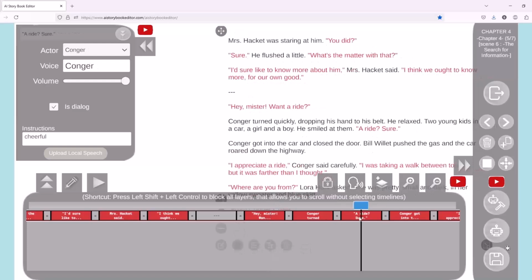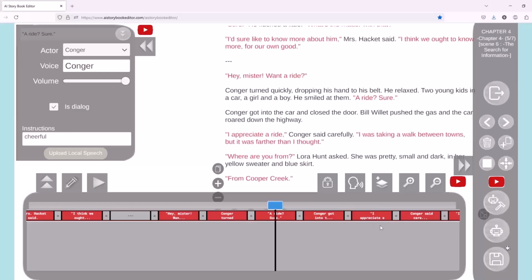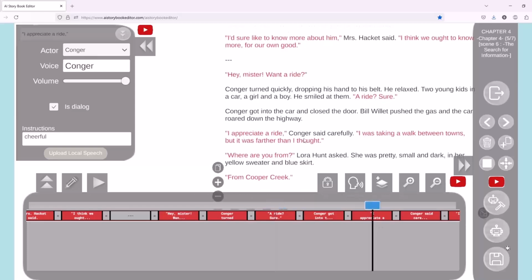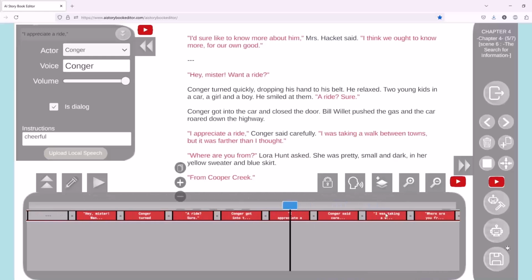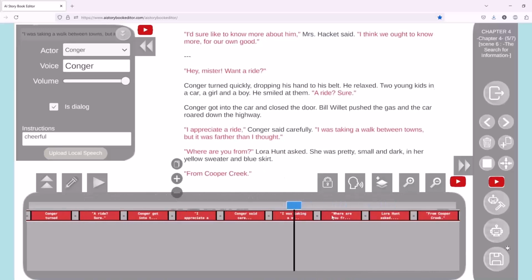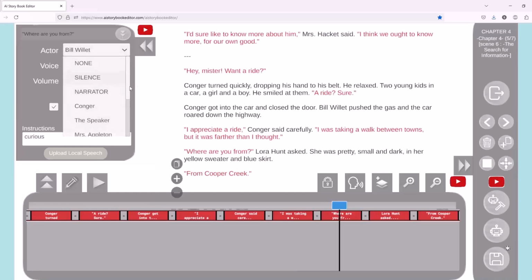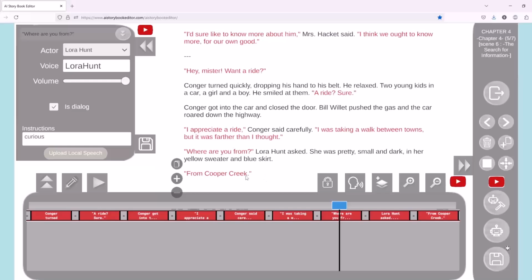Bill, Conger, Conger, and Conger. This is our friend Laura, Laura Hunt.